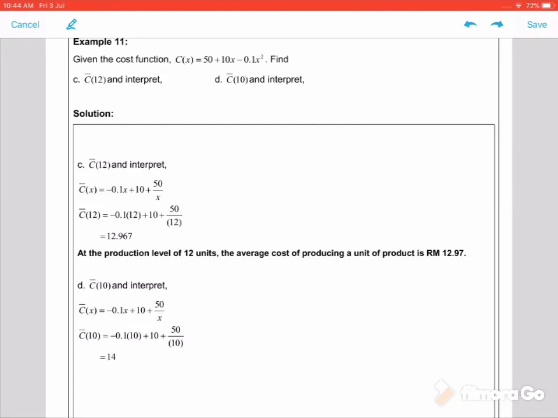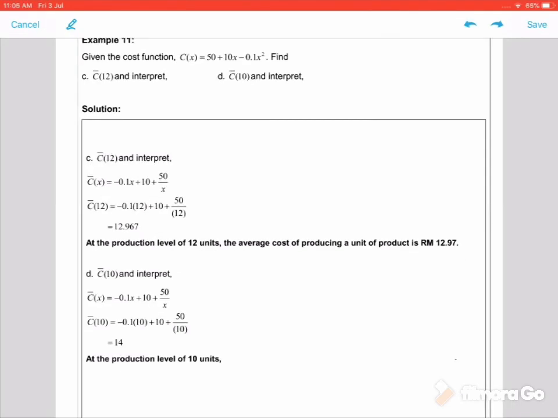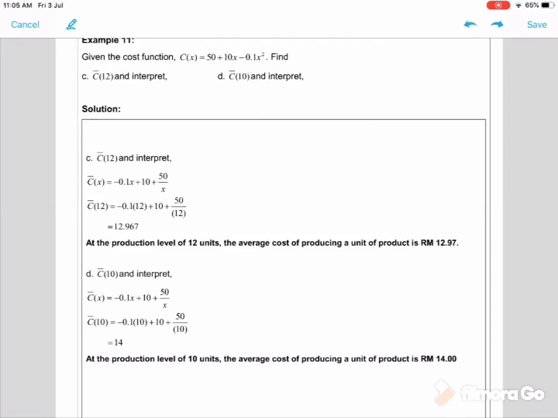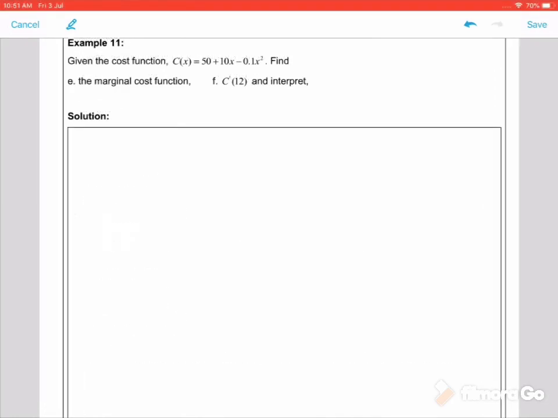So now we're going to interpret our answer. At a production level of 10 units, the average cost of producing a unit of product is Rm 14. We continue with part E. Find the marginal cost function.